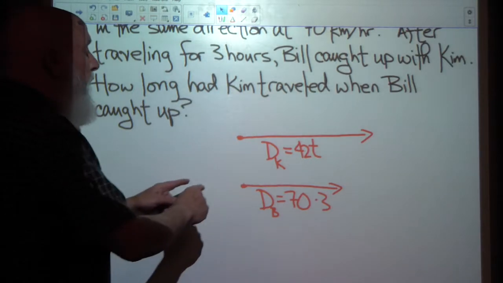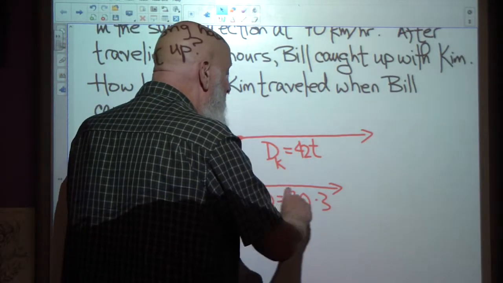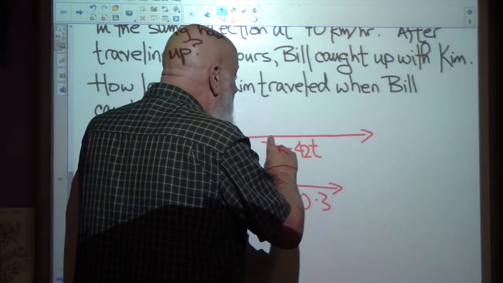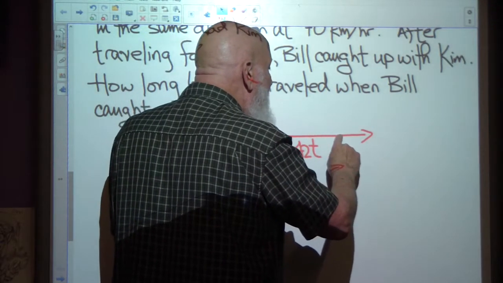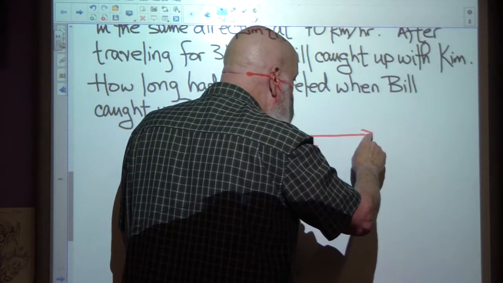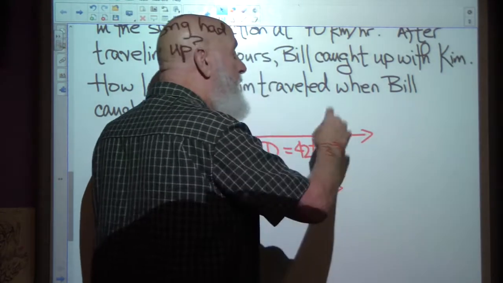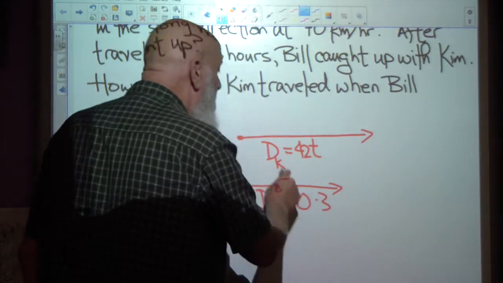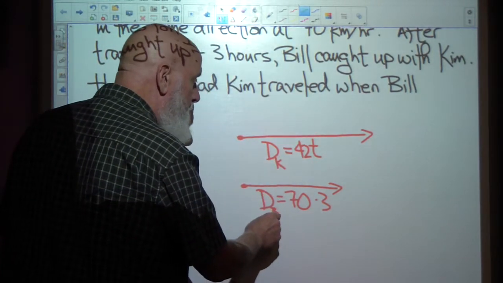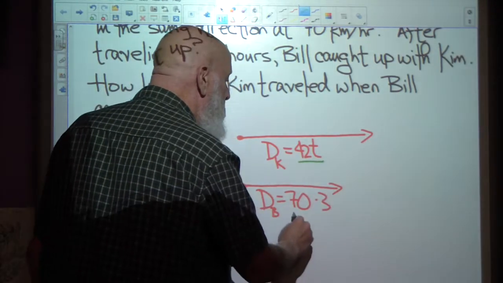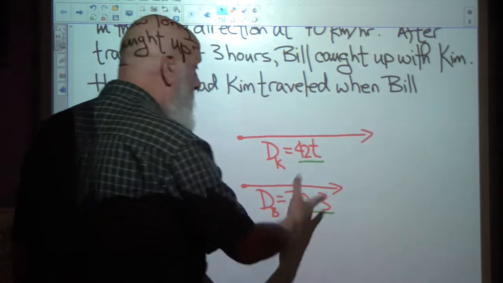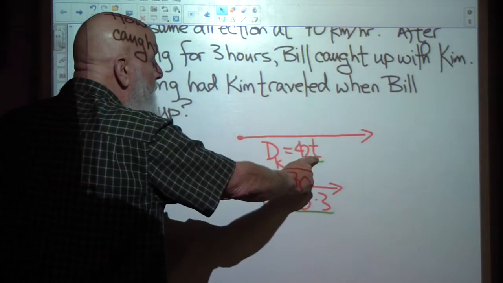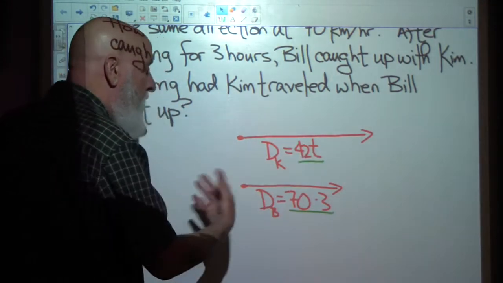Well, when Bill caught up, the way we're thinking about this, he's following right behind her. He's getting closer and closer, and at the moment he catches up to her, however far she's traveled is how far he's traveled. So their distances are the same. So at this point I can say, D sub K is equal to D sub B, or this has to be equal to this. And if that's true, then I can solve for time, which is what it was asked for. The time that Kim traveled is my unknown here.